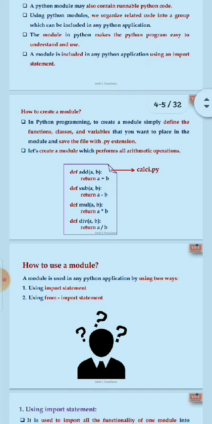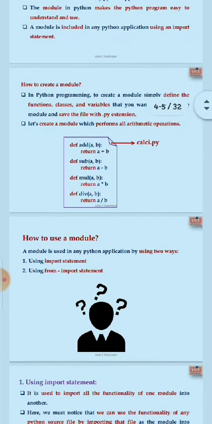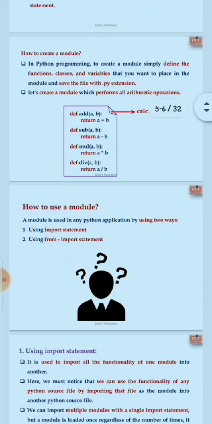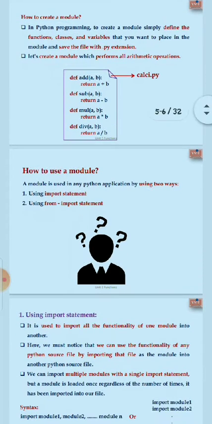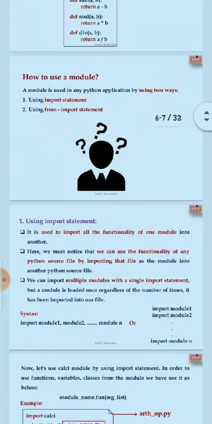So I have defined addition of two numbers a and b, followed by return value, followed by subtraction and the return value, followed by multiplication, followed by return value, and finally division followed by return value. This is how a module is created. Now secondly, coming to how to access this module.